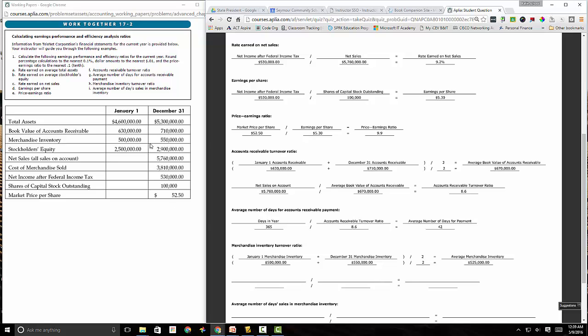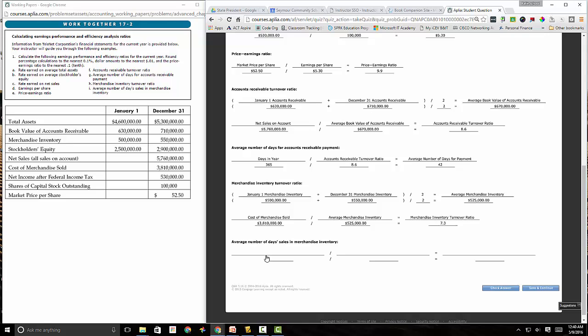Okay, I need to plug those two numbers in there. So now I'm going to take my cost of merchandise sold, divide by my average merchandise inventory. It's going to give me my merchandise inventory turnover ratio. Cost of merchandise sold is stated as $3,810,000. I can say the right number. Average merchandise inventory 525,000. Turnover ratio of 7.3.